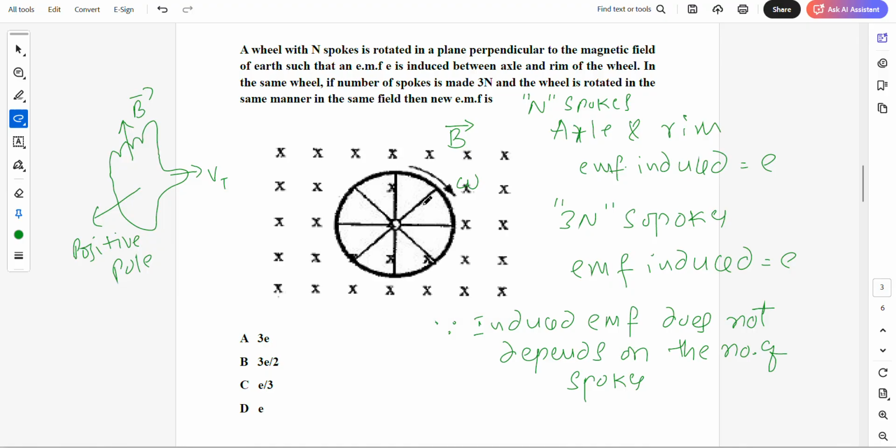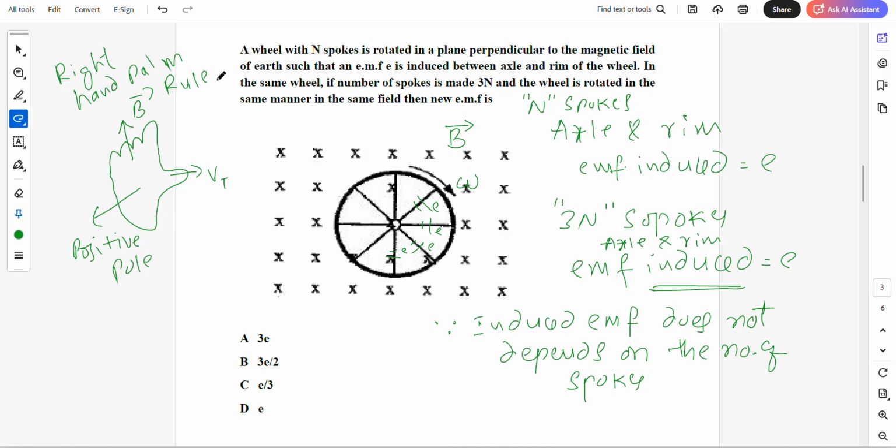You observe here, this is E, here also it will be E, here also it will be E. If there are 3n number of spokes, the EMF induced is parallel. If it is parallel, it will have the same value. The EMF induced between axle and rim will be E itself. Understood? Hope you understood. This is the right hand palm rule you have to use.